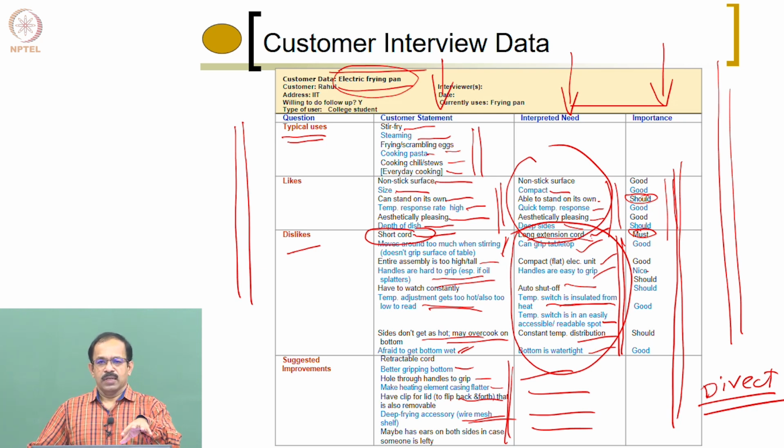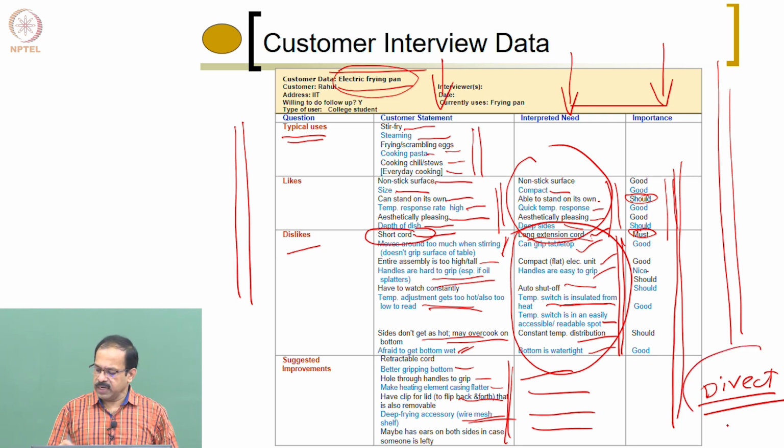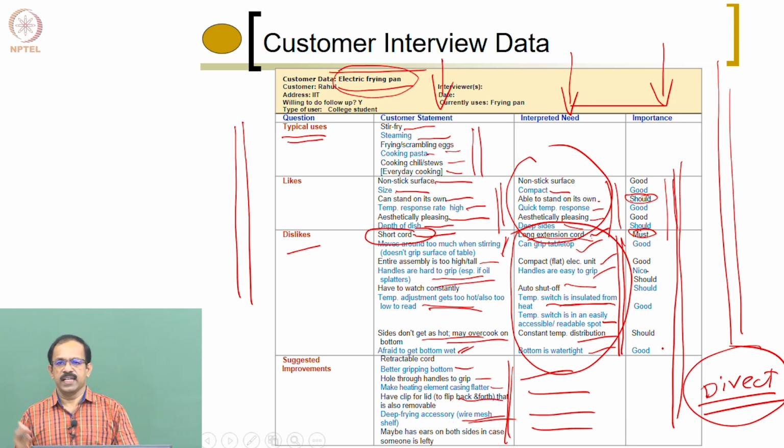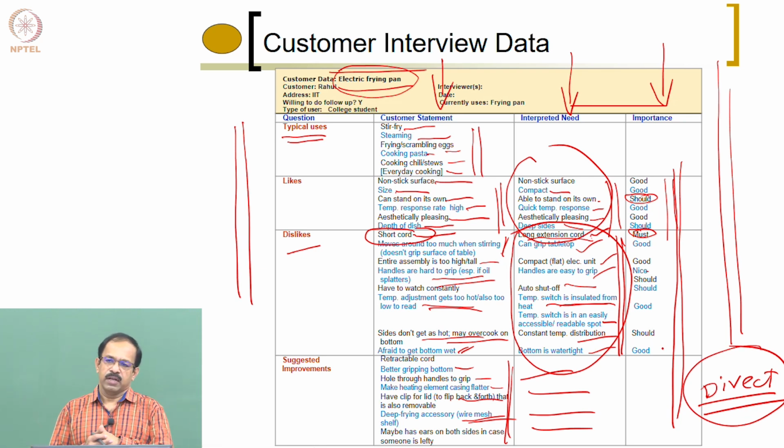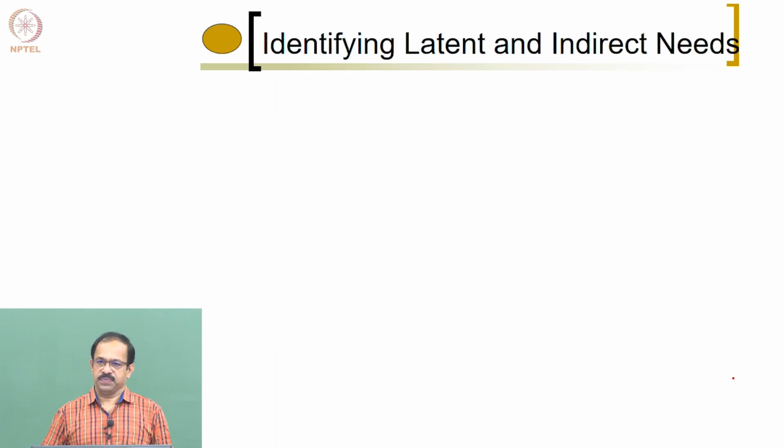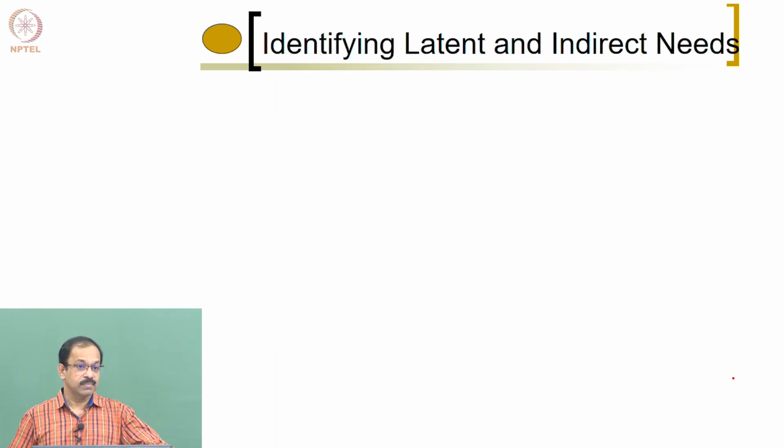Okay, so the questionnaire, like-dislike or interviews will give you the direct needs, which the customer can identify. That is basically the direct need, which the customer has no difficulty in telling. Now, if you want to identify the latent or indirect needs of the product, any questions? Okay, yeah. So you want to get the latent or indirect needs of the customer.